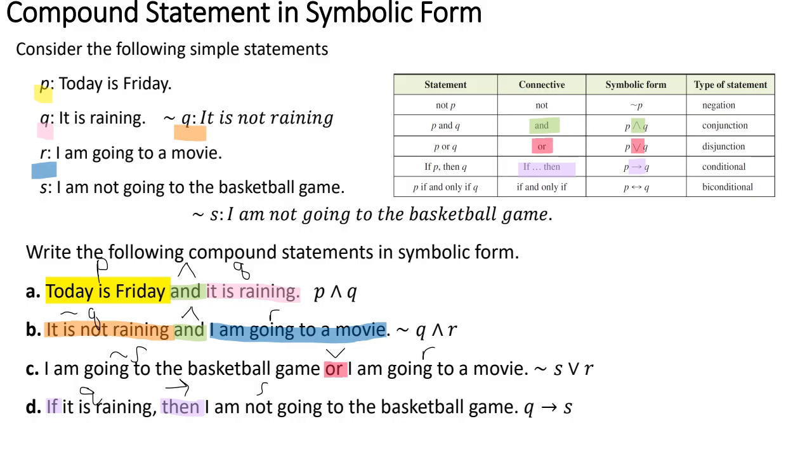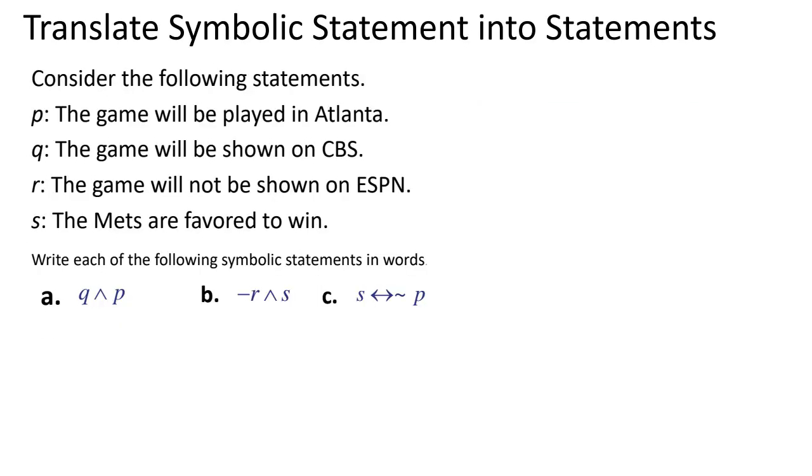You can do it backwards as well. If you see those symbols, you should be able to write down the whole sentence. If I look at those symbols, I would start by saying if, and then whatever Q is, if it is raining, then I am not going to the basketball game. This is the opposite, working it backwards.